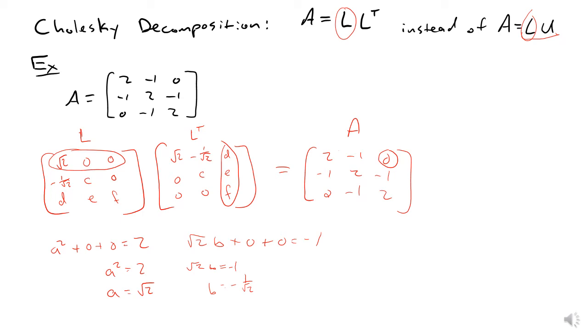And again, using our basic matrix multiplication process, this would tell me that √2 times D plus 0 plus 0 equals this entry that we're looking for, which is 0. All right, so now we know what D is. D is 0 divided by √2, which is 0. All right, so now we can fill that in. D is 0.